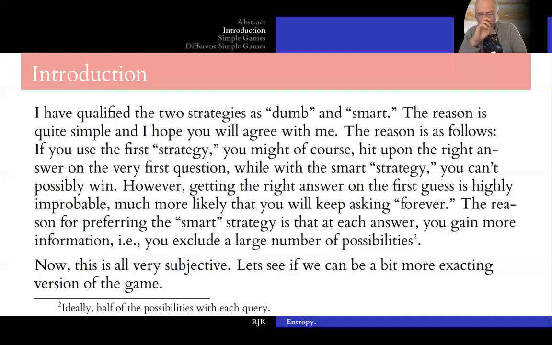The reason for preferring the smart strategy is that with each answer you gain more information. You exclude a large number of possibilities. Ideally, you want to set it up so that half the possibilities go with each query. Now, this is all very subjective, and I'm going to do a different version of the game that makes it more precise.